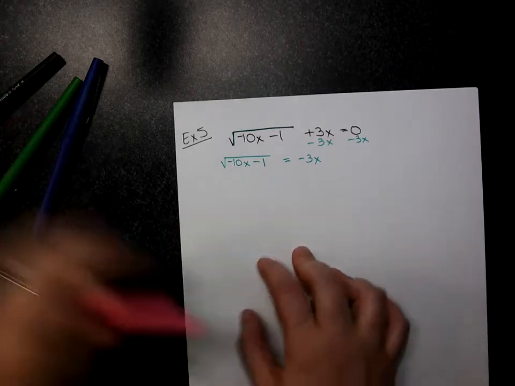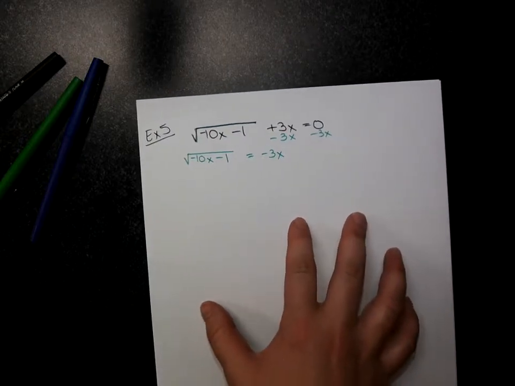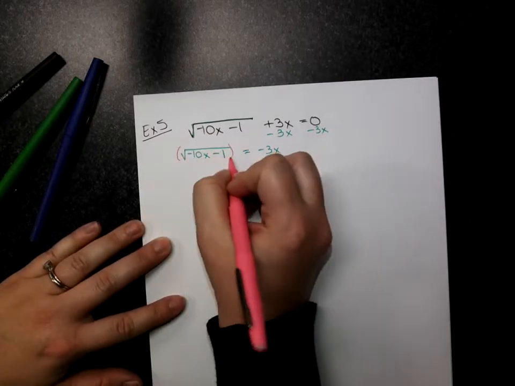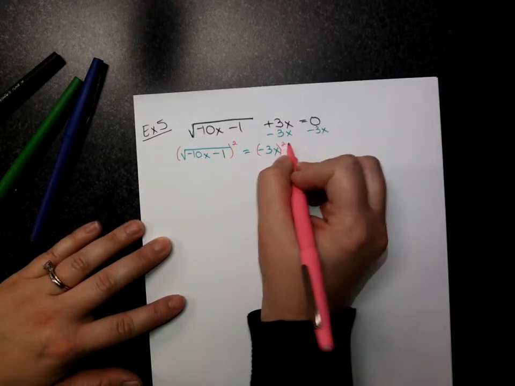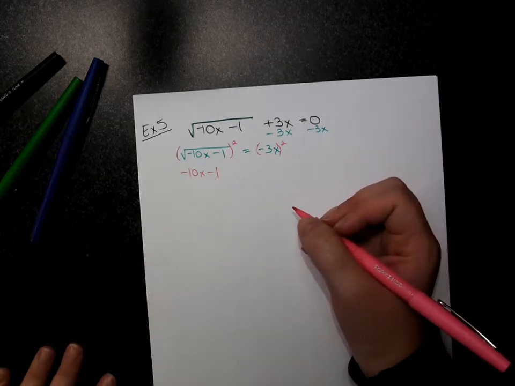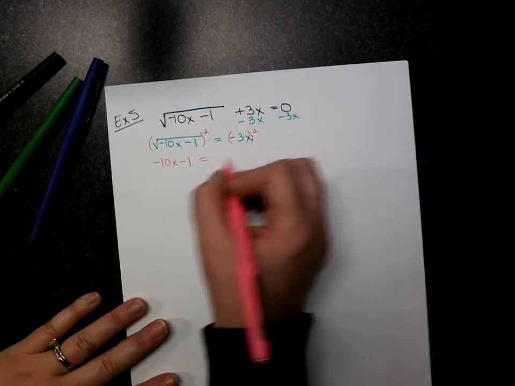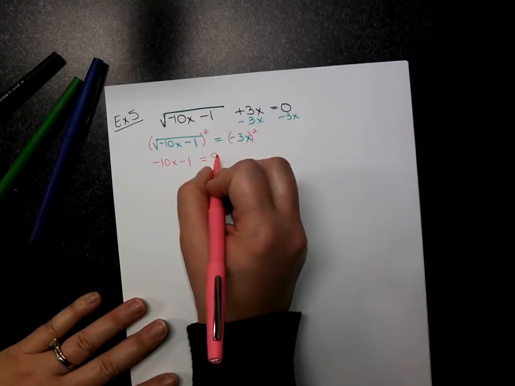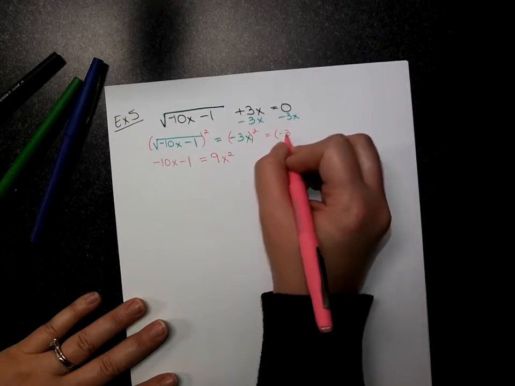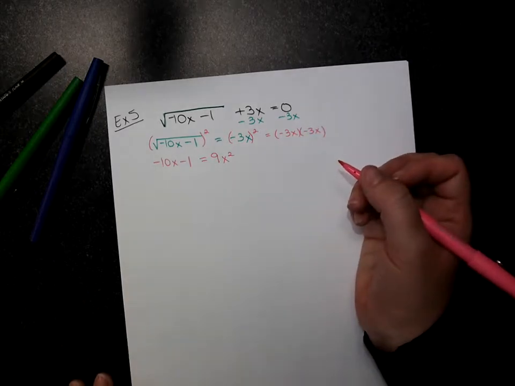Then we're going to raise both sides to the root's power. So we're going to square both sides here. That's going to give me negative 10x minus 1. Nothing changes on the left. We just get rid of the radical. And negative 3x squared. Negative 3 squared is positive 9 and then x squared. If you need to see that a little better, it's negative 3x times negative 3x, which makes positive 9x squared.